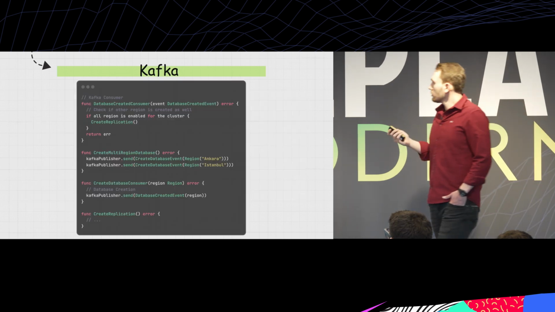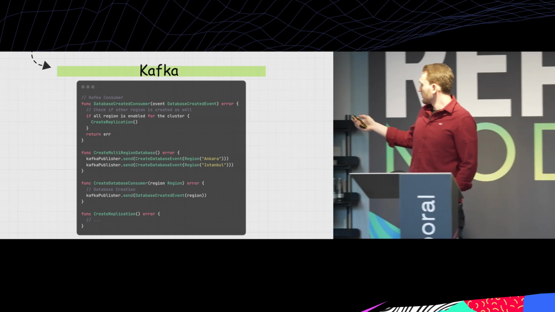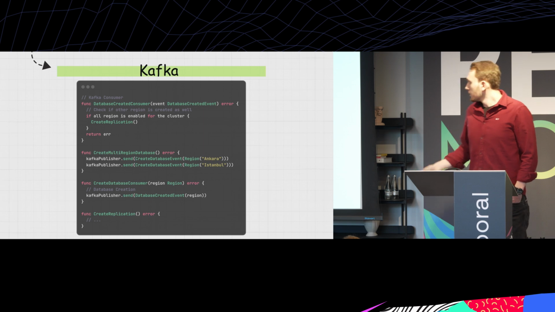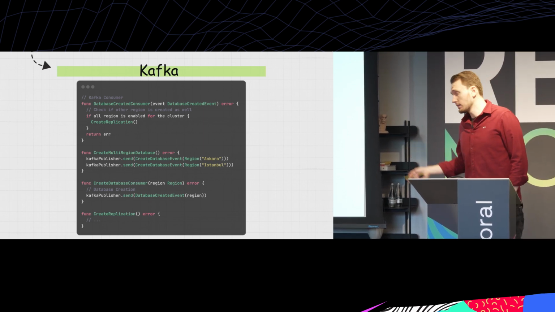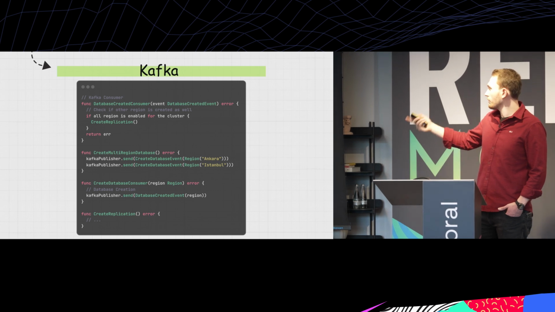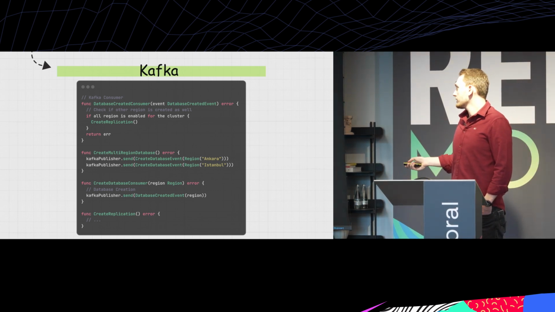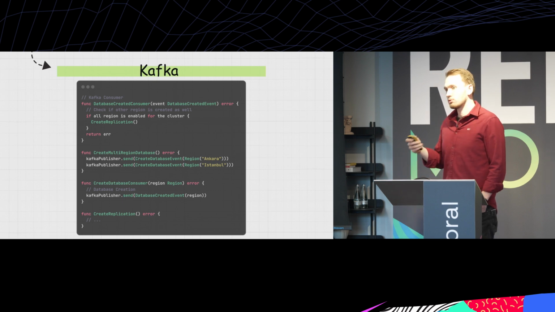Now, here's the code. I still have create multi-region database. My use case will start from here. Now, I am calling the Kafka publisher send function. This will send a Kafka event to the Kafka cluster. I will send a create database event for Ankara and a create database event for Istanbul. And that's it. My use case function will stop here.